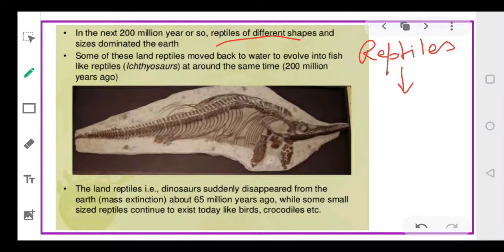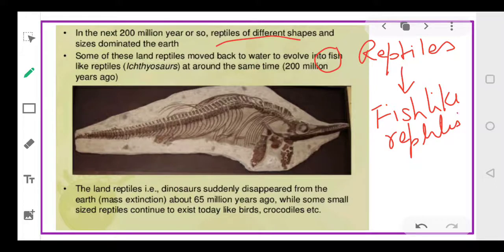Now some of these reptiles again shifted back to water. So fish-like reptiles were formed. Right, everyone? So reptiles again shifted back to the water, and they formed fish-like reptiles. And then came the land-like reptiles. So first we had fish-like reptiles, and then we had land-like reptiles, land reptiles. And the very first in them is the dinosaurs.